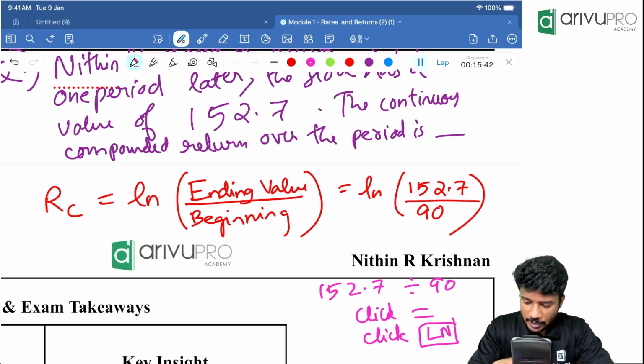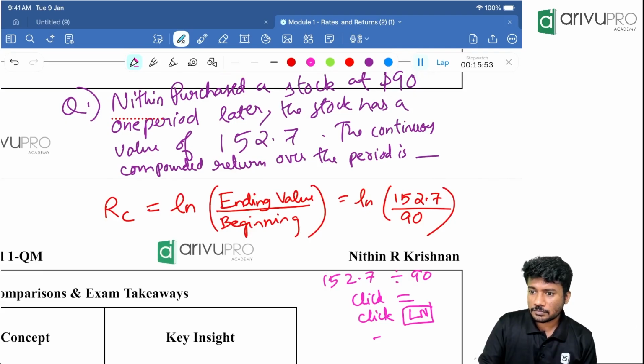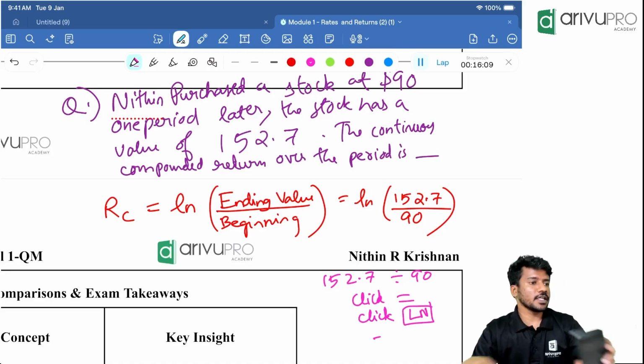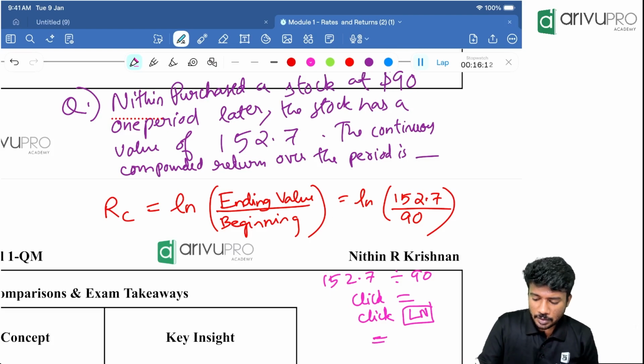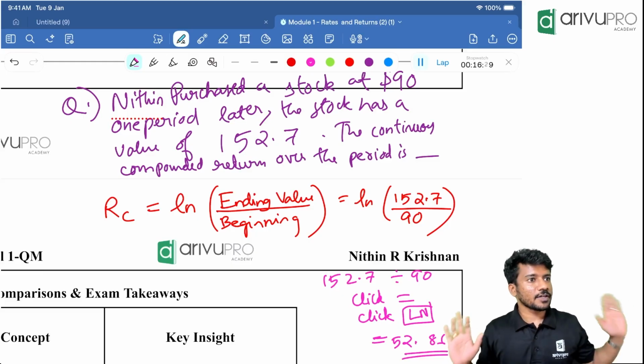152.7 divided by 90, then click equal to, then click LN. How much is the answer? 0.34 something you are getting. Okay, let me check. Somewhere I went wrong there. 152.7 divided by 90, then click equal to, then click LN. It's coming to be 0.5286. Everyone got it? 52.86 percent. Everyone understood this?